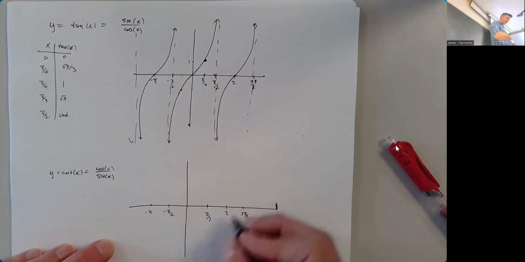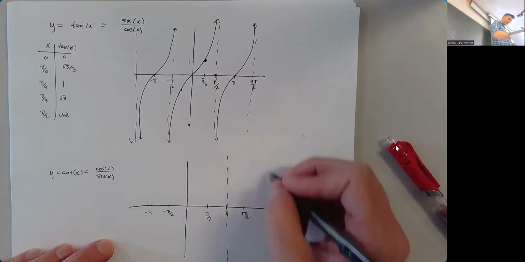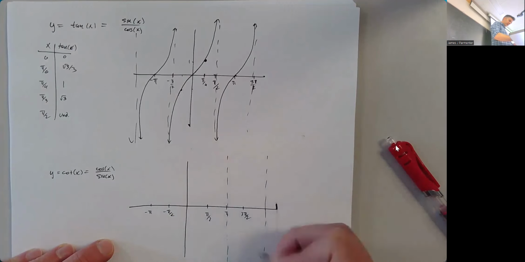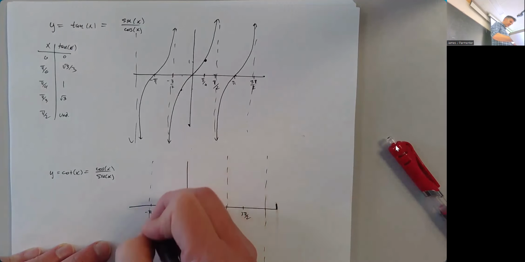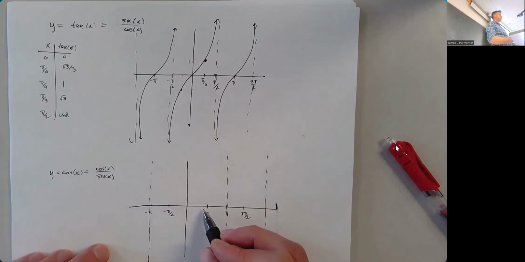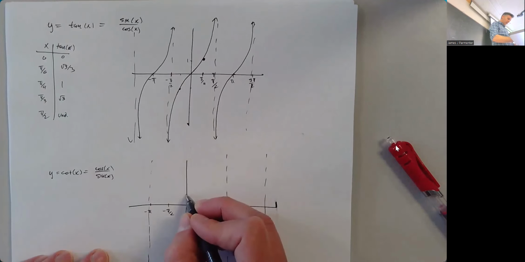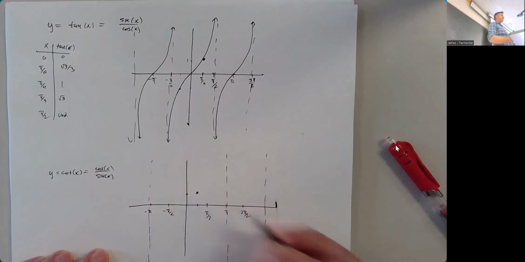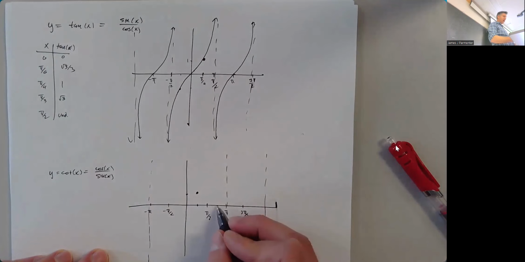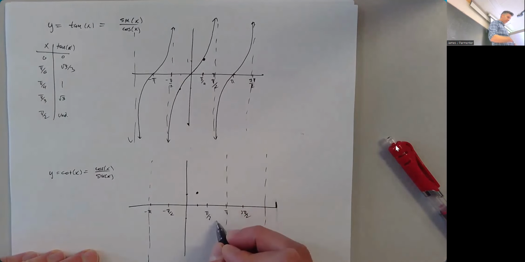So now my asymptotes are at pi and at 0 and at 2 pi and at negative pi. Tangent of pi over 4 is 1. Cotangent of pi over 4 is also 1. They're reciprocals. 3 pi over 4 is in quadrant 2. And in quadrant 2, tangent and cotangent are both negative. So over here, you're going to get a negative 1.